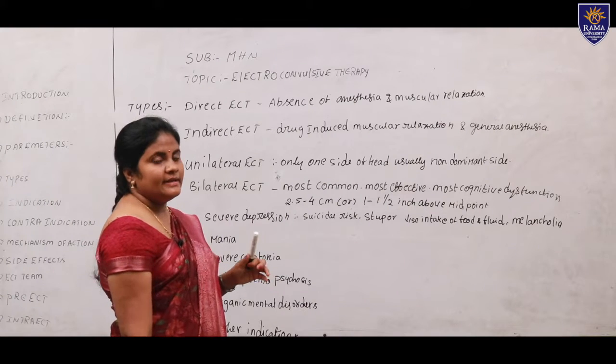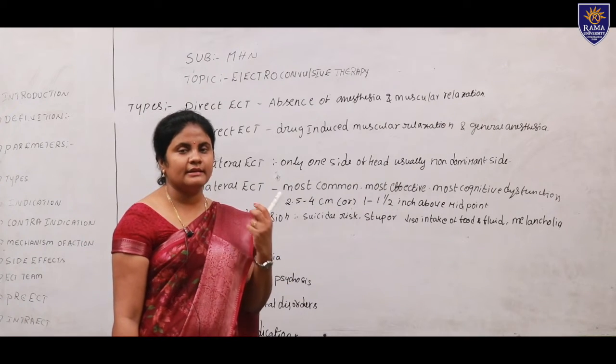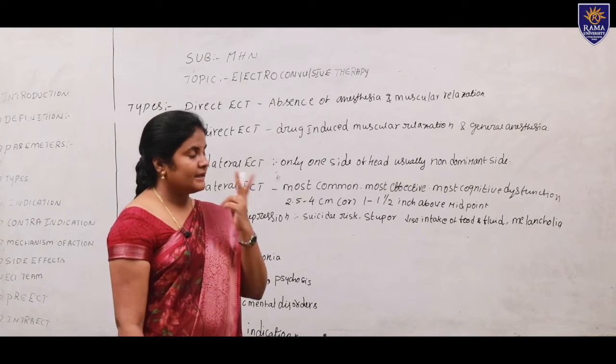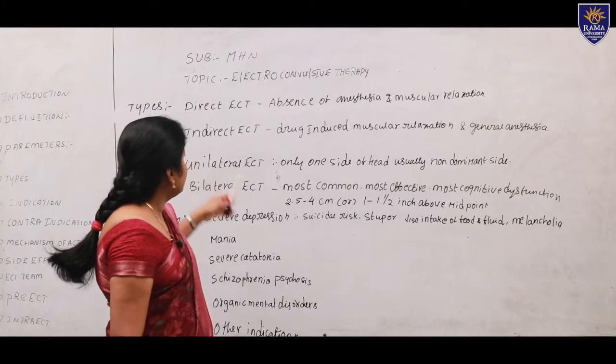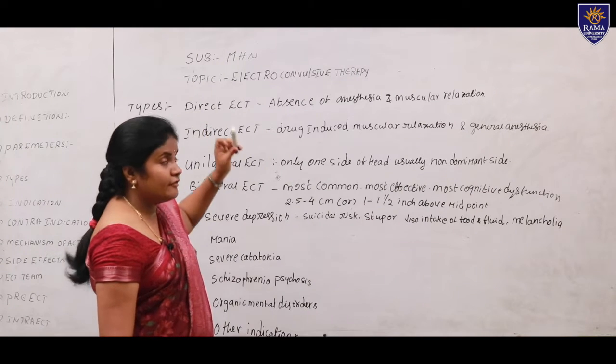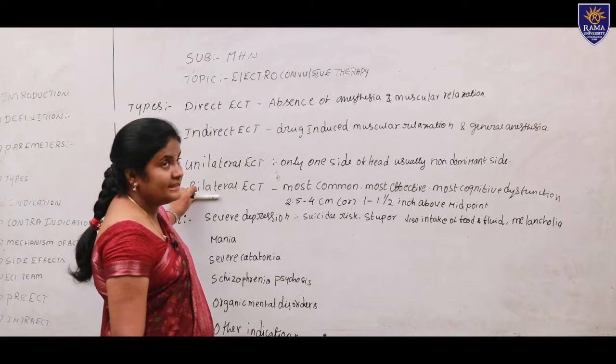Mainly based on the application of electrodes and on the giving of medications, we see 4 types of electroconvulsive therapy: direct ECT, indirect or modified ECT, unilateral ECT and bilateral ECT.